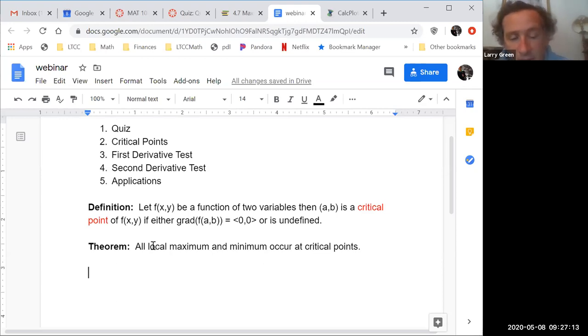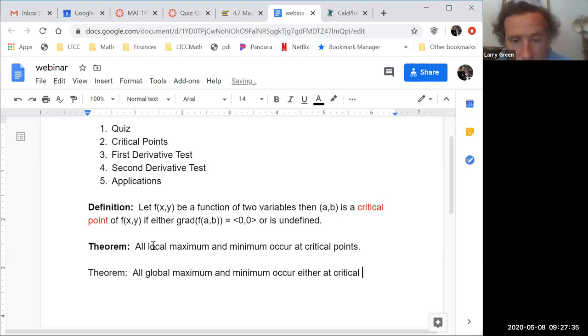And let me do another theorem. And that is all global maximum and minimum occur either at critical points or, again, this is exactly the same as last quarter, except now I'm thinking about 2 variables, but I'm actually purposely not writing it, so it should be exactly the same. Where else could they occur? If it's a global max or min.